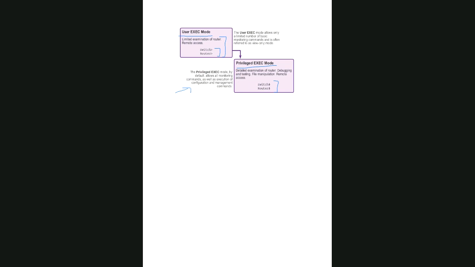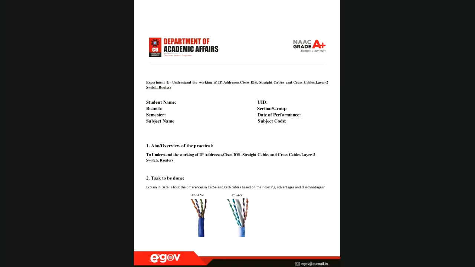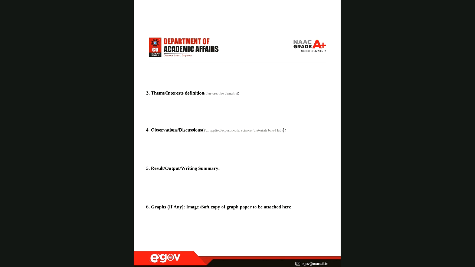In this worksheet, you will have to download it from your Blackboard account, where you can write. You have to write your name, your branch, semester, subject, ID, and then the aim has already been described over here by me. Your task in detail has been mentioned here. You have to complete this task and write all the details about your task, your observations, discussions, your result, output, summary.